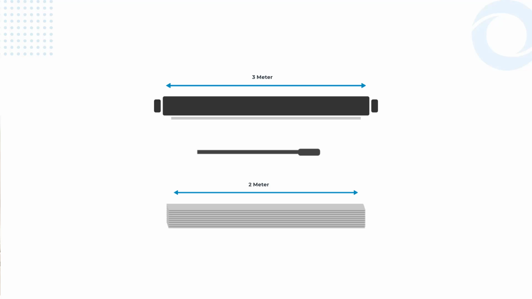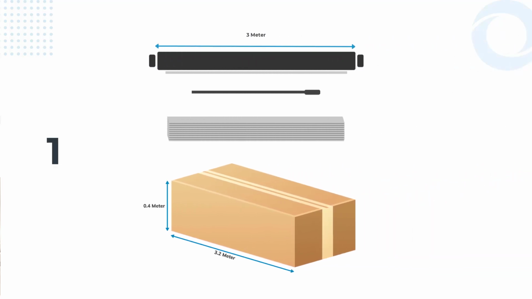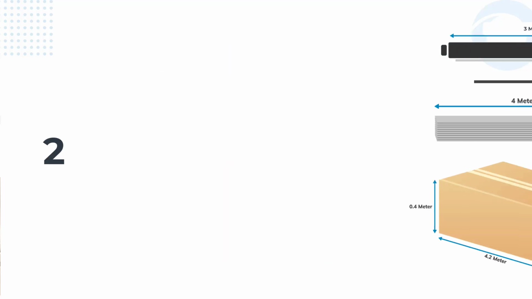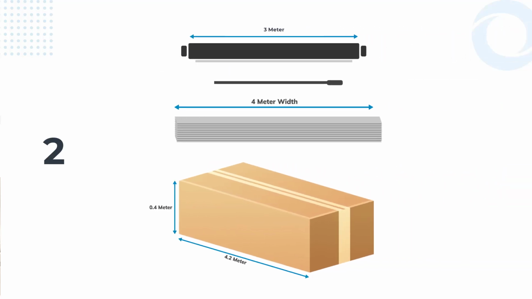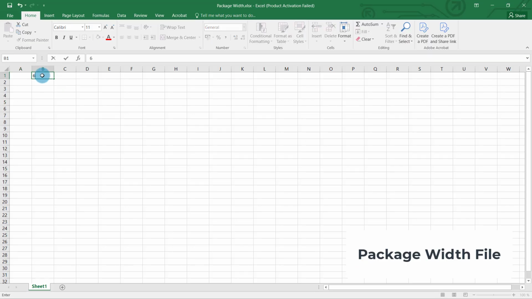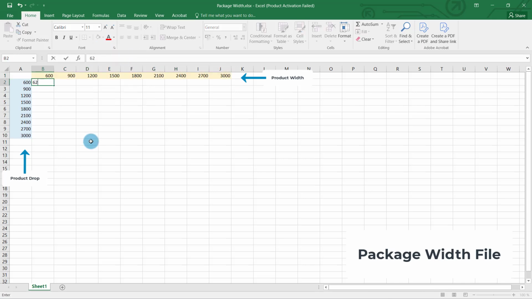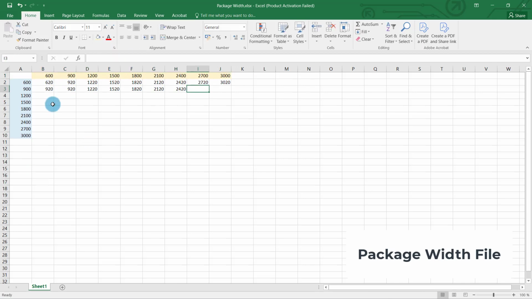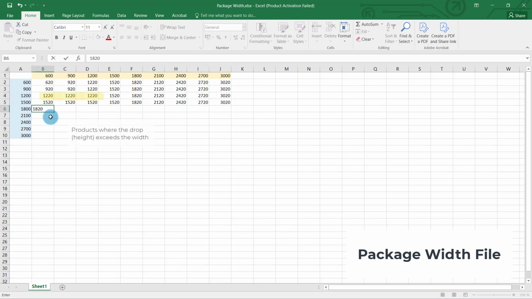To specify package width for vertical and panel blinds, we need to consider the following two concepts. 1. If the product width is greater than the panel height, the box width equals the frame width. 2. If the product width is less than or equal to the panel height, the box width matches the panel height. Now, let's populate product width in the Excel file. Use millimeters or your preferred unit. For products where the drop height exceeds the width, the package width is equal to the product drop. You can see this in our Excel file.